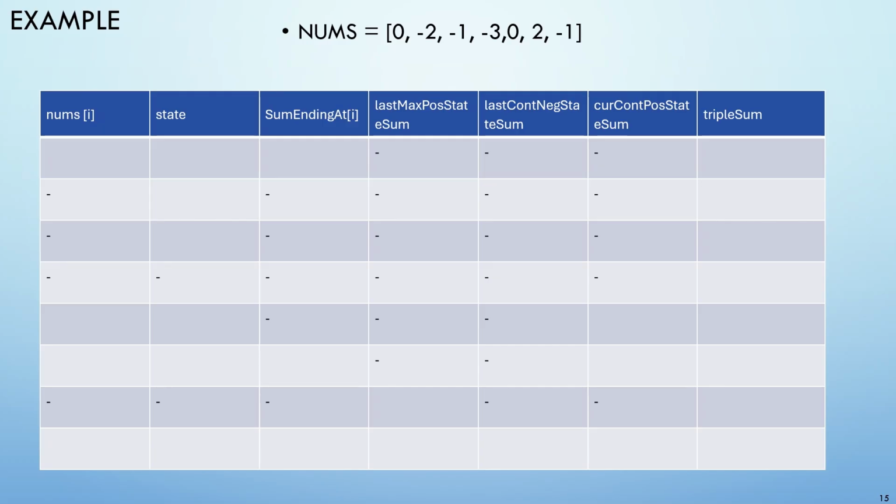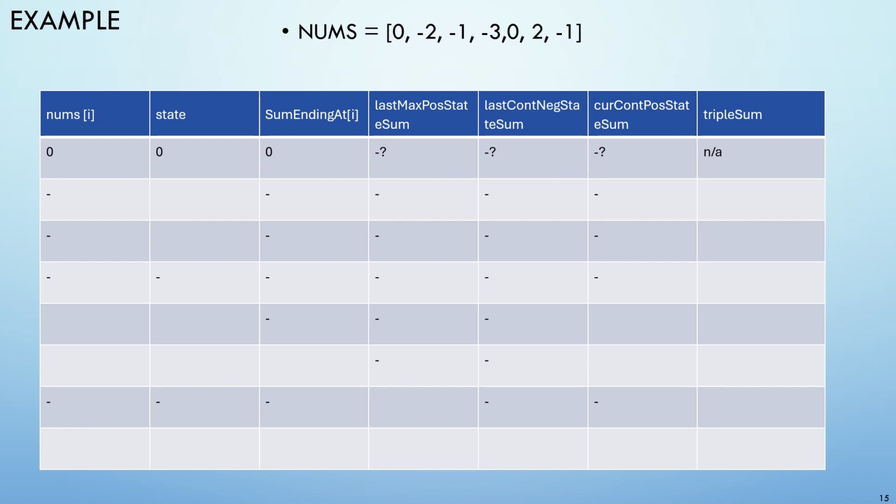So first we will initialize all of our variables. The first element is 0. So the state would be initialized as neutral, which is 0. Sum ending at I in the neutral state will always carry the array element, which is 0. The last positive state sum, the last continuous negative state sum, and the current continuous positive state sum will all be initialized to minus infinite to represent they are not set yet. The triple sum will be not applicable since we do not have the segment sums available.